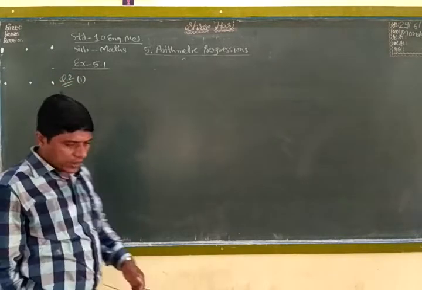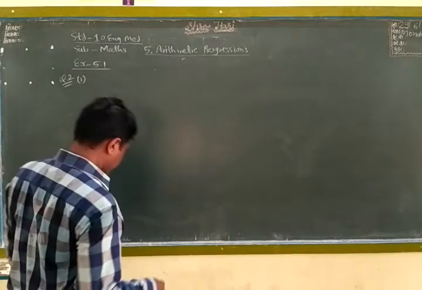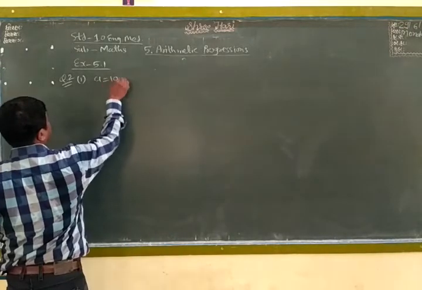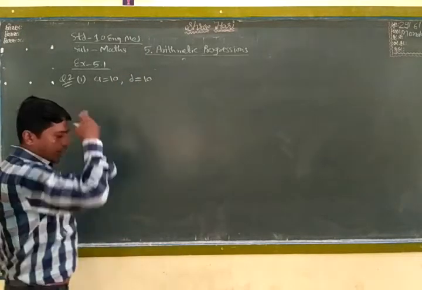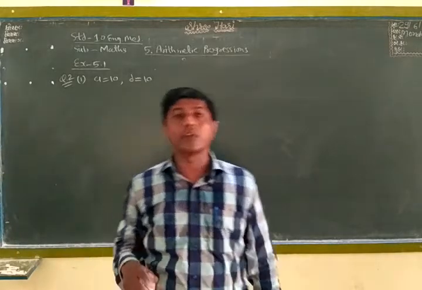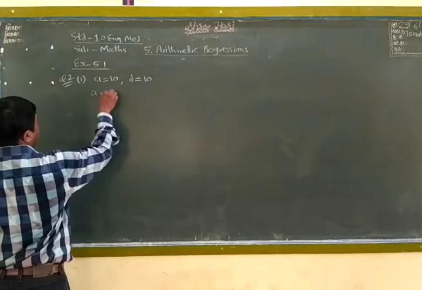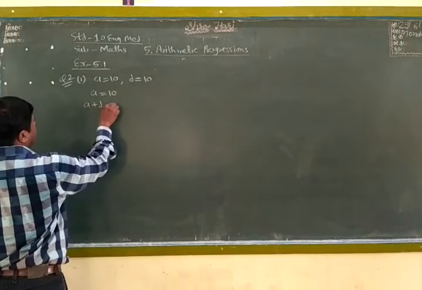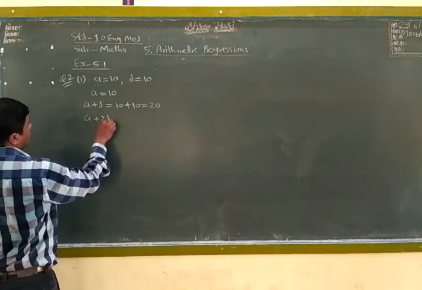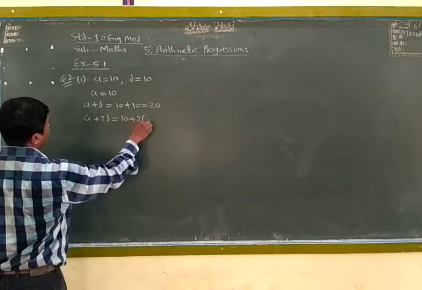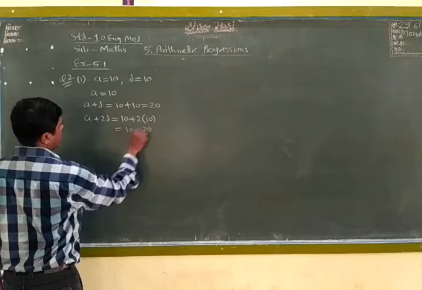First, here A is 10 and D is also 10. A means the first term, 10 is given, and D, the common difference, 10 is given. So we want to find the arithmetic progression. First we take the general formula of arithmetic progression. First term A means 10. Second, A plus D, 10 plus 10, so 20. Third, A plus 2D, so 10 plus 2 times D, where D is 10, so 10 plus 20, we get 30.